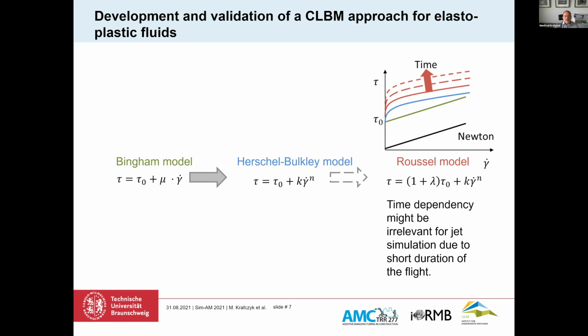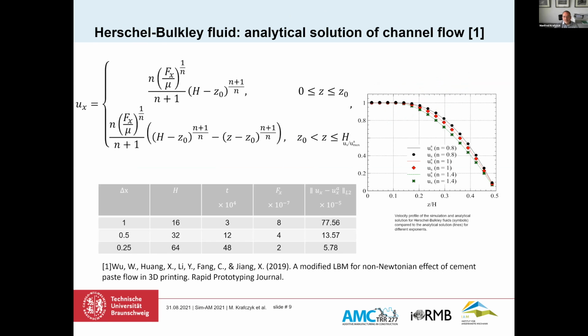And so in order to implement this, you, as I said, have to modify the collision operator. That's somewhat complicated, but I'll just show you the result. Now you look at the channel flow and compare to an analytic solution for different exponents here. And what you see is that we are able to reproduce the different velocity profiles for different exponents pretty well.